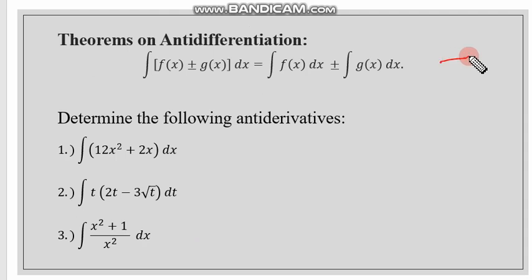Okay, so the last theorem on antidifferentiation: the integral of f of x plus or minus g of x dx is equal to the individual antiderivatives of the functions, so the integral of f of x dx plus or minus the integral of g of x dx. We have three examples here. We will determine the following antiderivatives: the integral of 12x squared plus 2x dx, the integral of t times 2t minus 3 square root of t dt, and the integral of x squared plus 1 all over x squared dx.